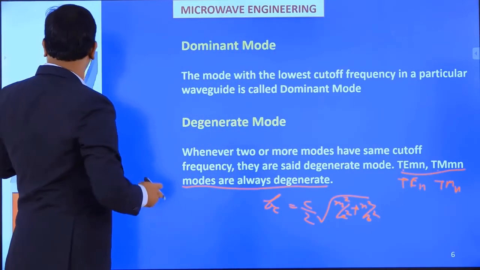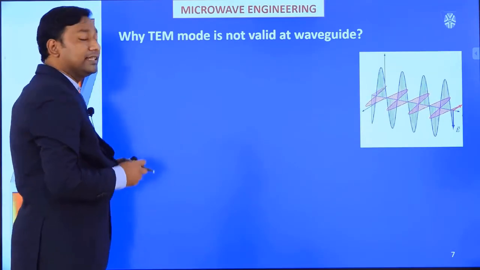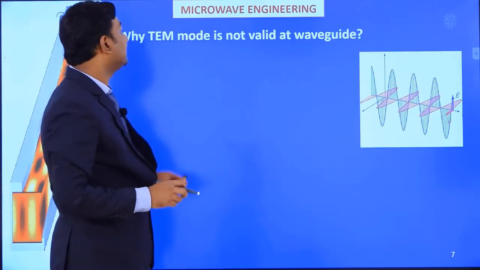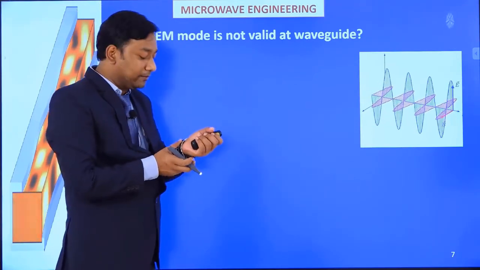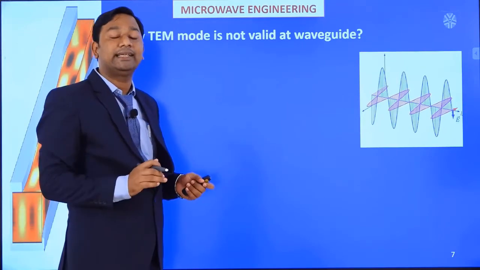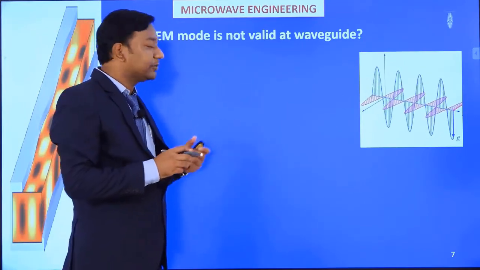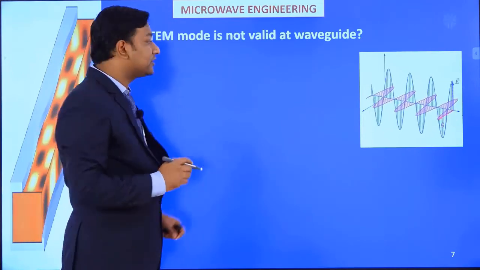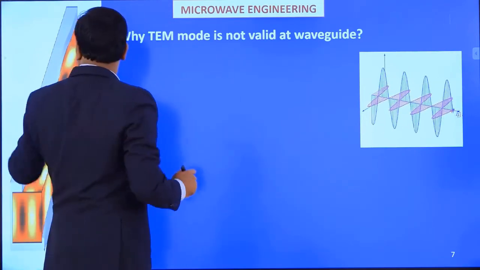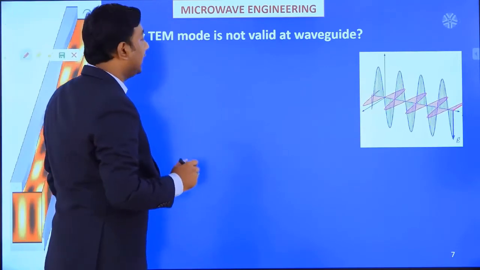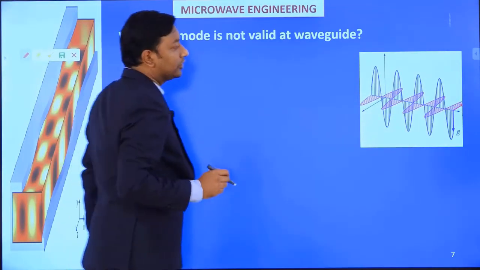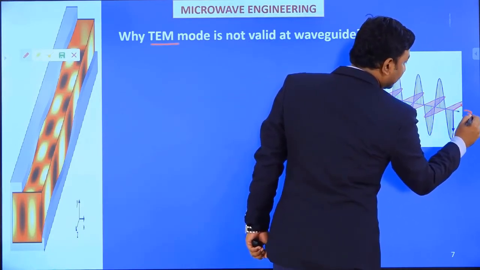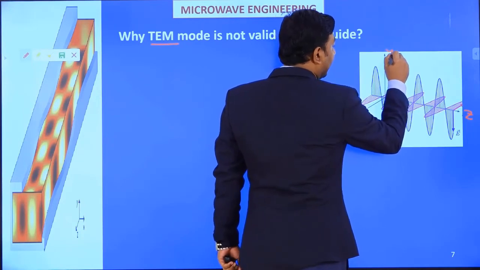Now the next question that may come to your mind is why TEM mode is not valid in a waveguide. We have seen the TEM mode is valid in coaxial transmission lines, but why is TEM mode not valid in a waveguide? First we will see what is TEM mode, meaning transverse electromagnetic mode. Here, if you consider Z as the direction of propagation, and that is Y and that is X.